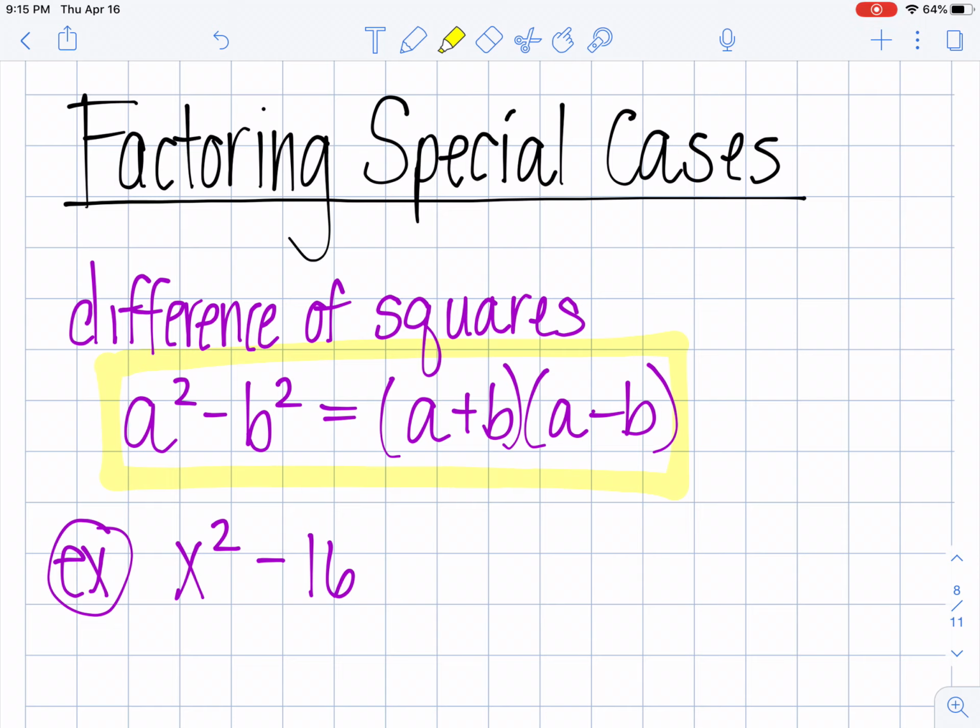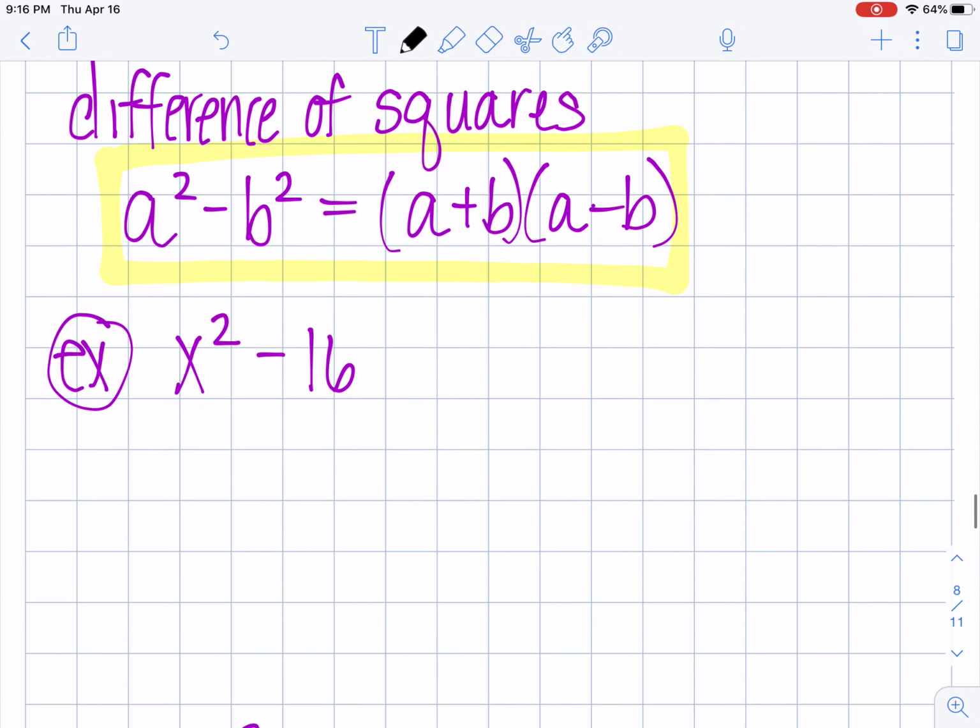We have a squared minus b squared, so you can either have a term or a variable or constant squared, minus b squared. Basically what you're looking for is two perfect squares. That factors into a plus b times a minus b. So we can do this two different ways. The first way I'd like to show you is more related to what we've been working with.